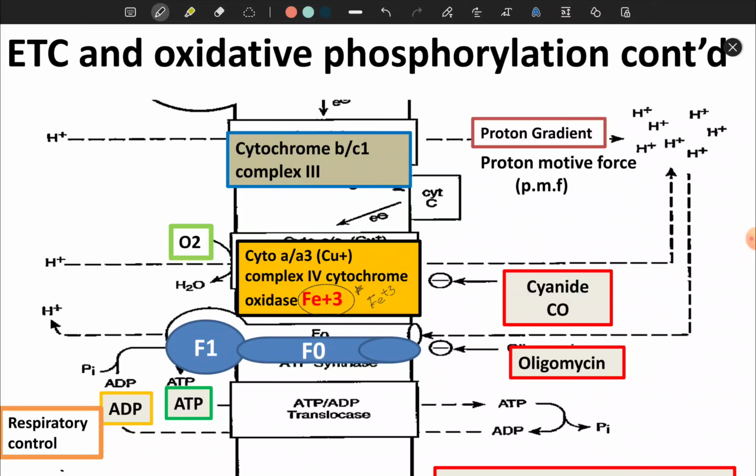Okay? The aim is to transfer the electron from complex 4, which is a low energy electron by the way, through the iron to the oxygen that we breathe and generate water. Okay? Complex 4 again has iron in a +3 state, takes up the low energy electron, and converts to the Fe +2 state.